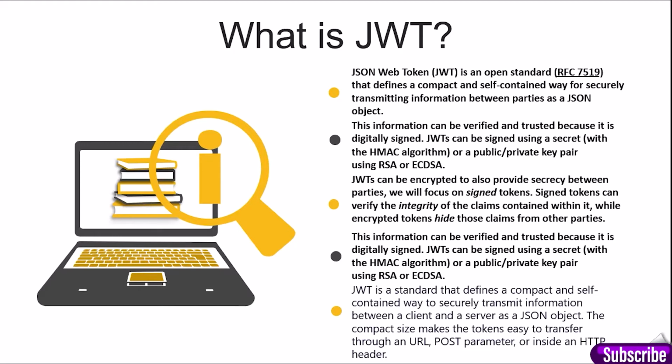Signed tokens can verify the integrity of the claims contained within them, while encrypted tokens hide those claims from other parties. The information can be verified and trusted because it is digitally signed. JWT can be signed using a secret or public-private key pair using RSA and ECDSA, as we have seen. JWT is a standard that defines a compact and self-contained way to securely transmit information between a client and a server as a JSON object. The compact size makes the token easy to transfer through the URL, post parameter, or inside HTTP headers.